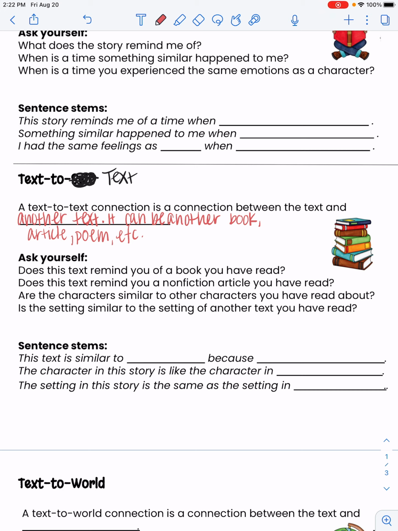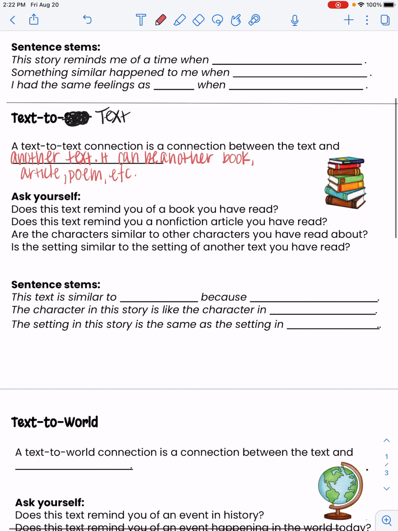Some sentence stems that can help us if we're writing a response about a text to text is, this text is similar to blank because of blank. The character in this story is like the character in. The setting in the story is the same as the setting in. So all of those things can help us get to a text to text connection. And a lot of times we've read things that are similar to something else. So it's important to know how to make that type of connection.